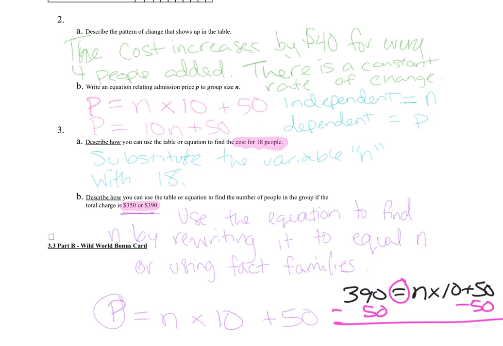Okay, so that would give us 340 equals N times 10. Okay, again, we can use a fact family equation. So we would say that this is 340 divided by 10 equals N, which gives us 34 people.